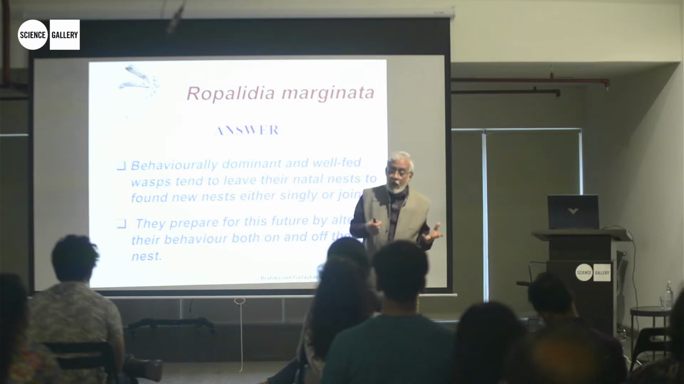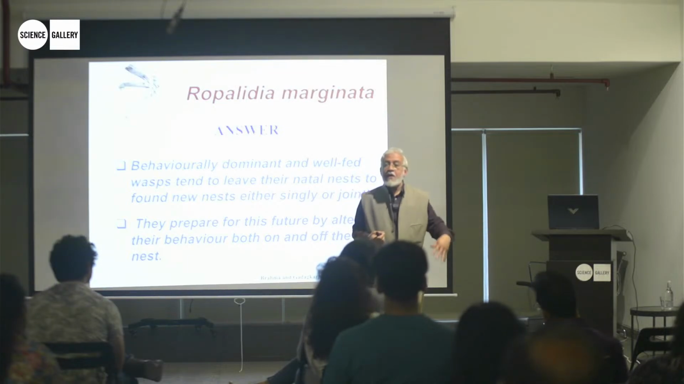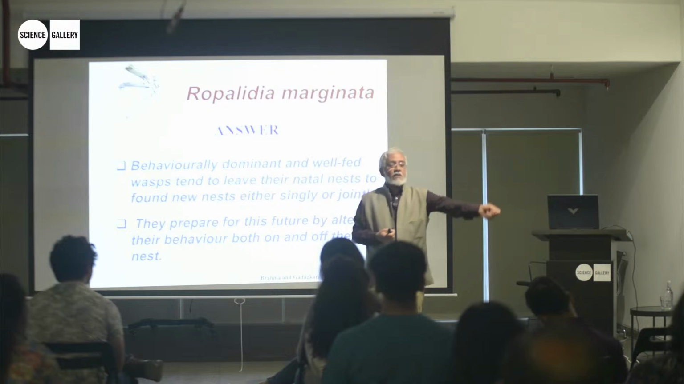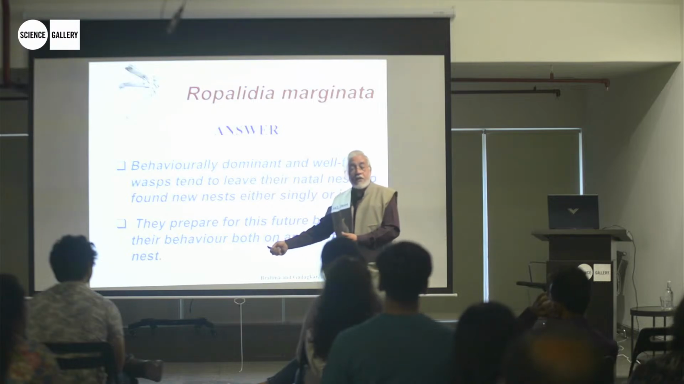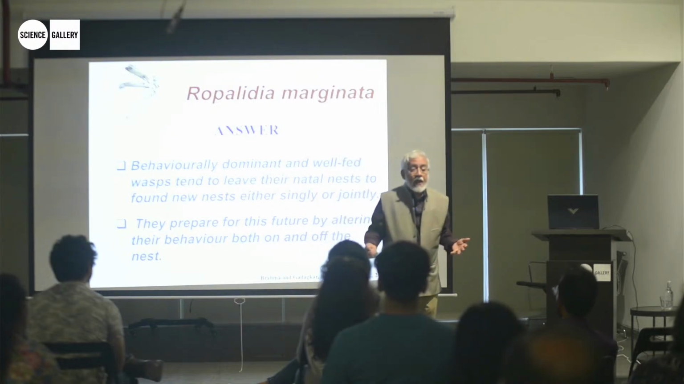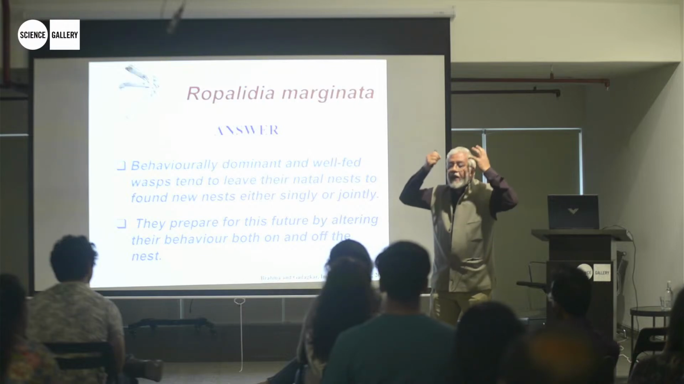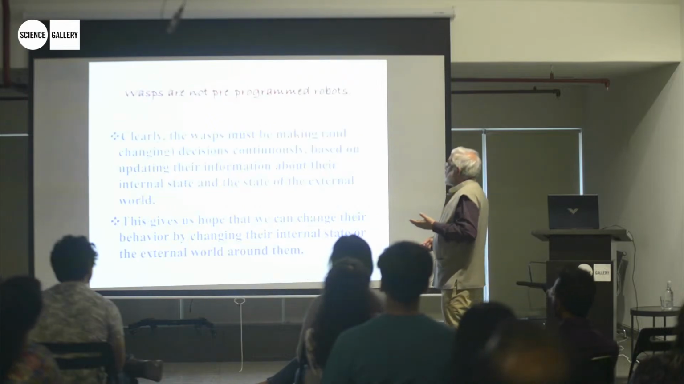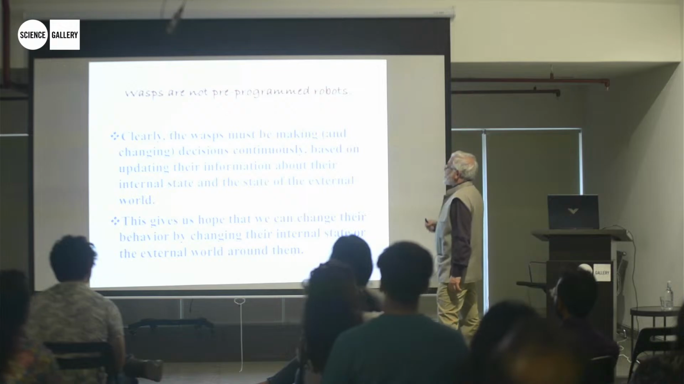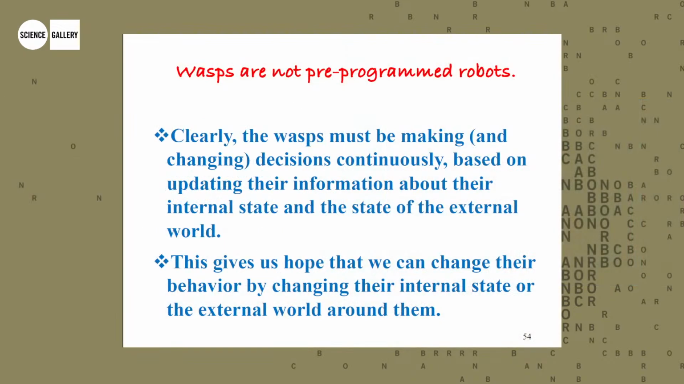How strong am I? Have I become weak? Have I become old? How strong are my nest mates? Will they let me be the next queen? Am I next in the queue? Or has some new smart aleck been born who is going to come over me? What is the environment outside? Is there a drought? Is there enough food? Can I manage outside? So clearly the wasp must be collecting such information and updating their database every day. Only then will they be able to make these decisions. So clearly the wasp must be making and changing decisions continuously based on updating their information about their internal state and the state of the external environment.